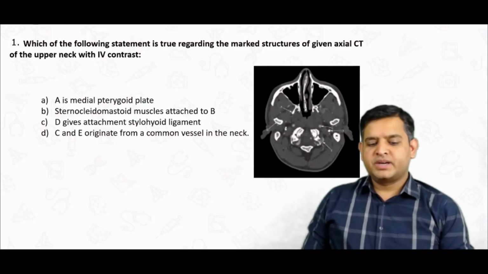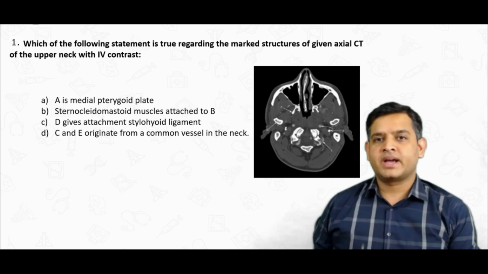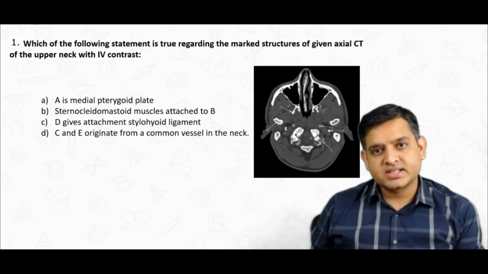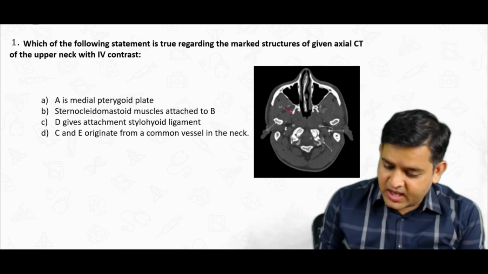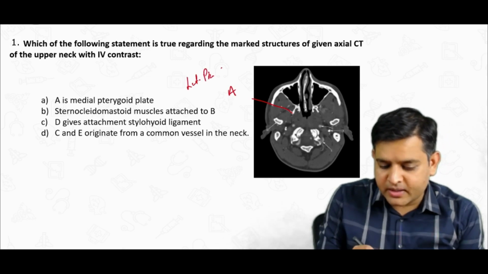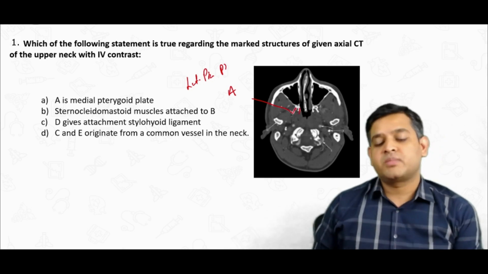Which of the following statements is true regarding the marked structures of the given axial CT of the upper neck with IV contrast? Now, what do you see? This is the CT scan. What are the structures that are marked? If you see structure A, this is a lateral pterygoid plate. This is the medial pterygoid plate and this is the lateral pterygoid plate.